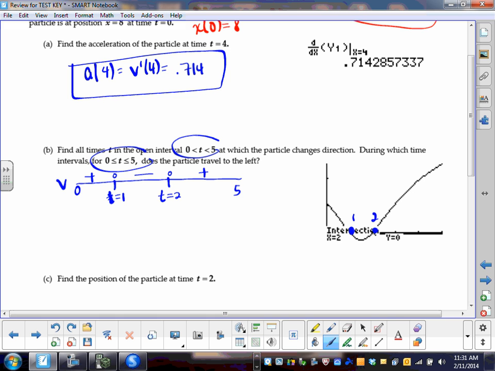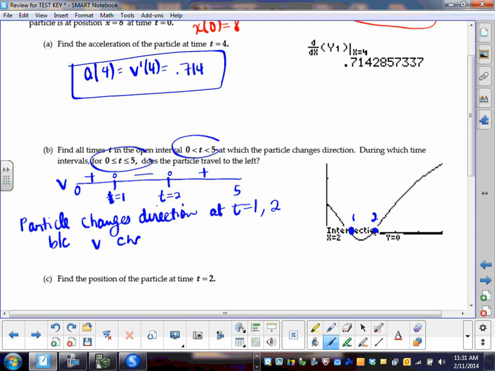So find all the times at which the particle changes direction. Since they're asking me more than one question here, I need to label my answers. So the particle changes direction at t equals 1 and 2, because velocity changes sign. Not because something goes below an x-axis, which is not even true because this is a v and t graph. No x.